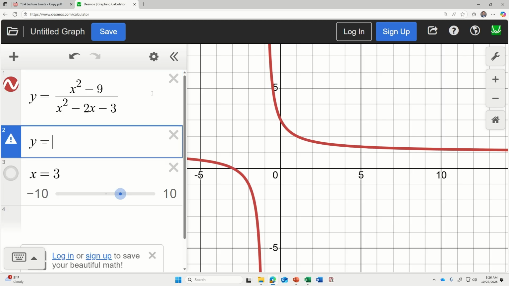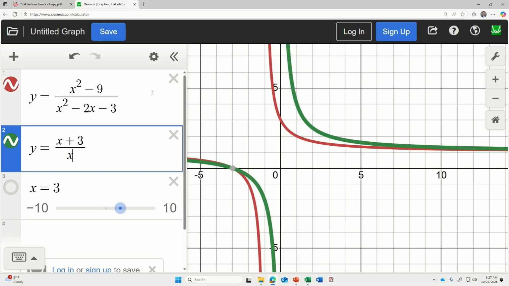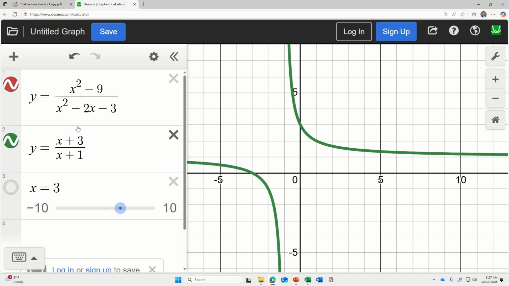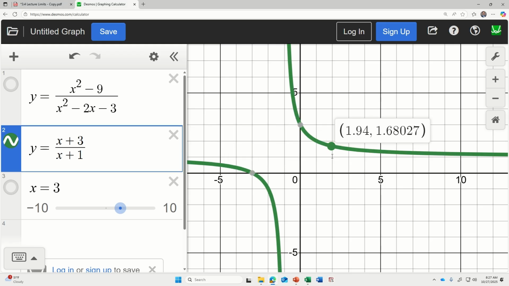If I want to, I can remove the discontinuity and just write x plus 3 over x plus 1. And now the green curve is a nice curve that's exactly the same as the previous one, except now I can plug in x equals 3. And the discontinuity is removed, going from red to green.